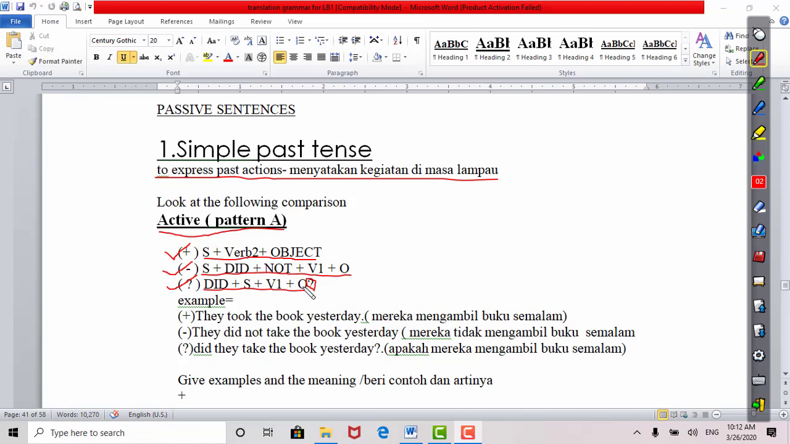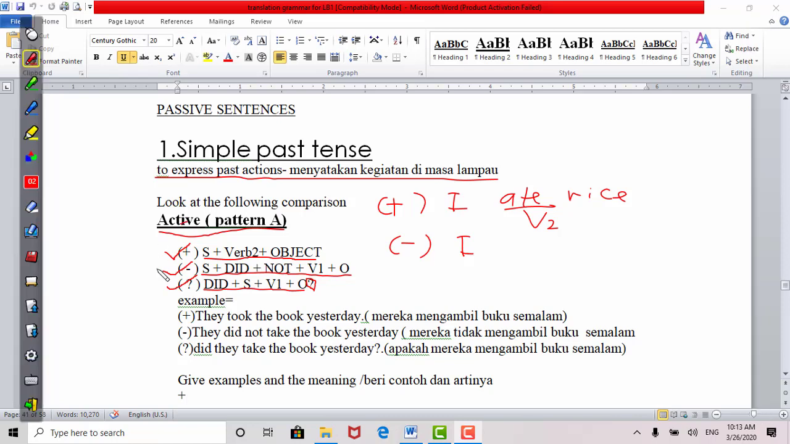Okay, I make my own example for you here. For positive, I make first. I ate rice. I ate rice. It is verb 2. Now we go to negative.